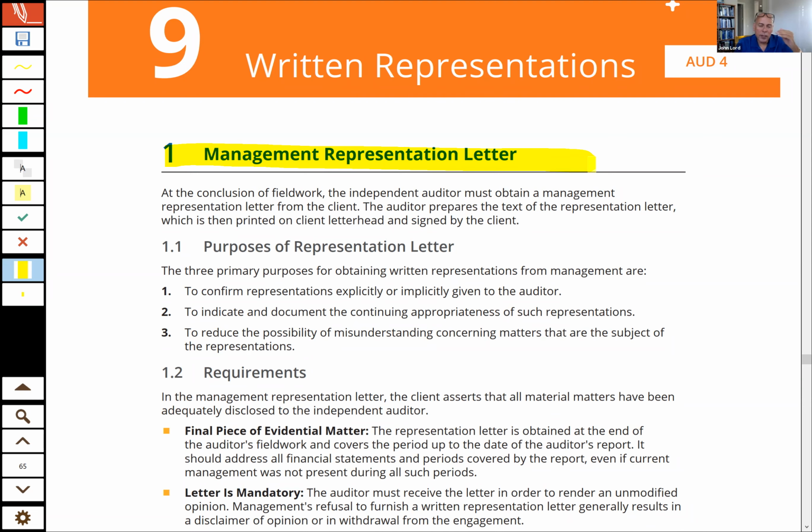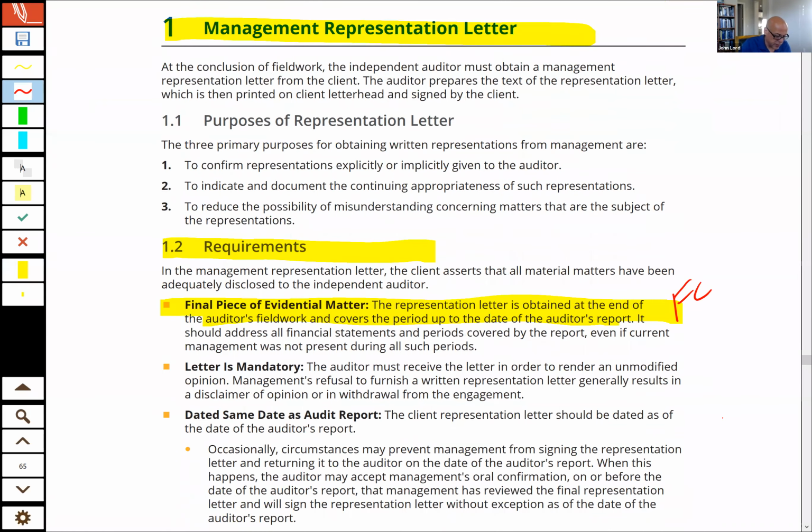Now, it comes towards the end of the audit. It is the final piece of audit evidence, and it is dated the same day as the auditor's report. So it's the last thing we get from them that we're going to include in our work papers. Okay. Notice the letter is mandatory.